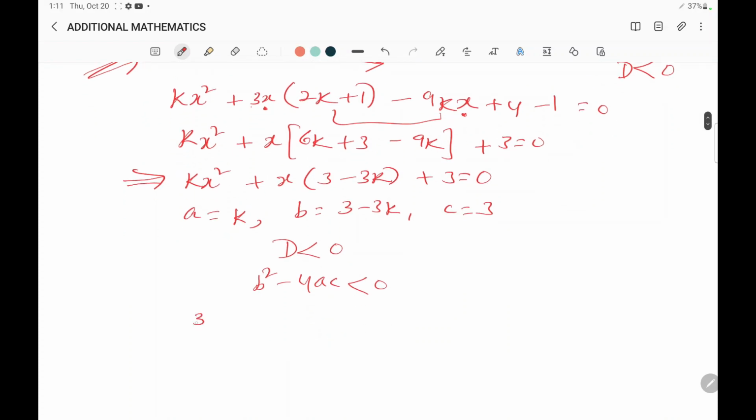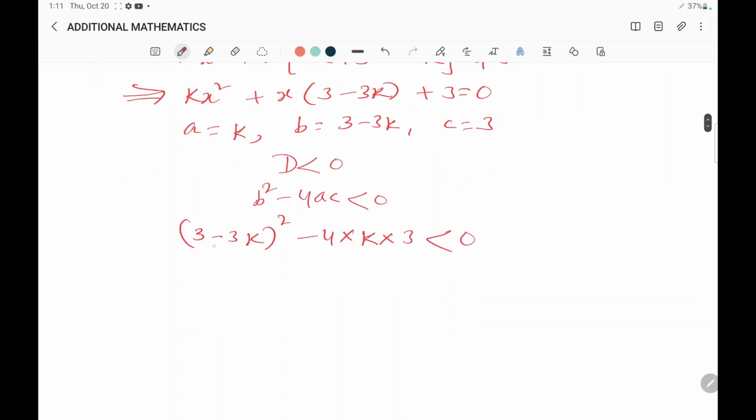Now what is b? It is (3 minus 3k) whole squared, minus 4 times a, which is k, and c is 3, which is less than 0. Now we can expand that, right? So this will be 9 minus 3 times 3, that's 9, and then again 2, so it's 18k, and 9k square.